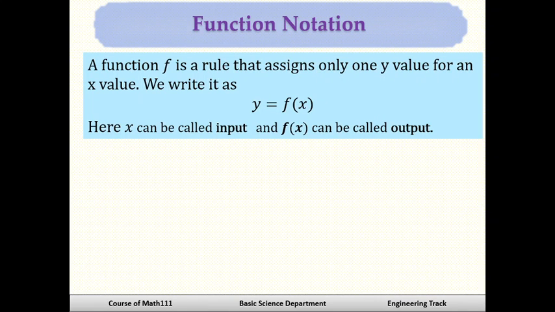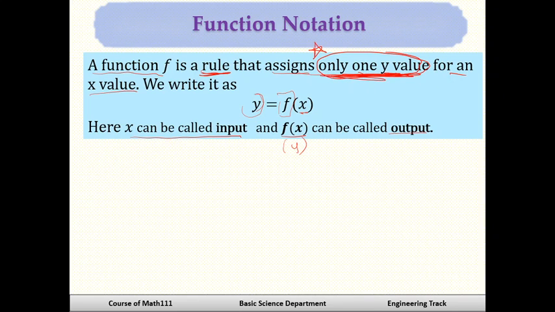Now, in mathematics, a function is a rule. f is a rule that assigns only one y value. This is important here. It's only one y value for an x value. So we write it as y equal to f of x. So f assigns y to x. Here x can be called input, and f of x, or also y, can be called output. The assigning of only one y value is important here.